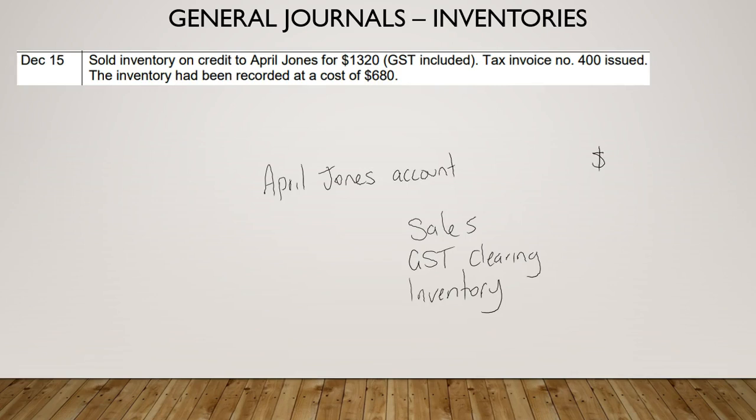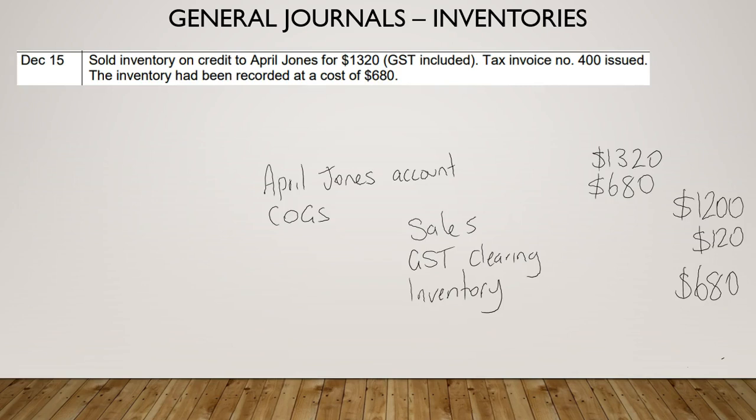So April owes us $1,320. Now on that sale, we have to take into account our 10% GST. So we divide that by 11, and we know that we have $120 of GST, which means that our sales was $1,200. But what about that inventory? Okay, it says there that the inventory cost $680. So an asset going down, we've got a credit of $680. We have to counteract that with cost of goods sold. Okay, so whenever you sell inventory, you need to take it out of COGS.